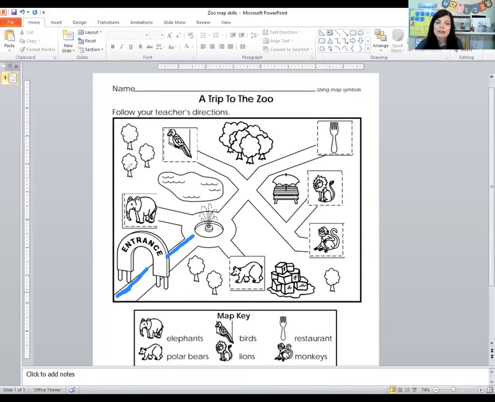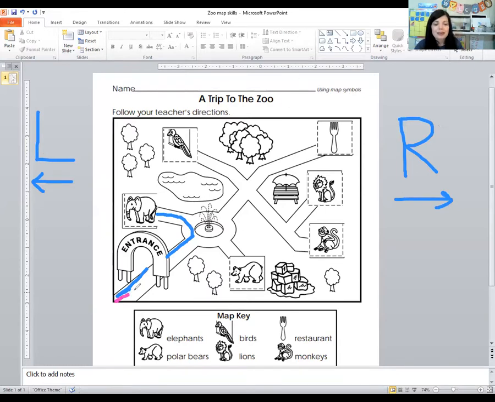And now I have a choice to make. Will I need to go this way to the left? L is for left. Or will I need to go to the right? R is for right. Can you hold up the hand that shows which way I should go? I should go to the left, this way. Very, very good. Okay, now the next animal that I want to see is the lion.